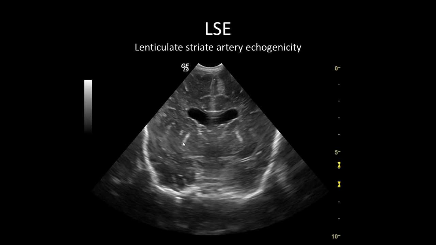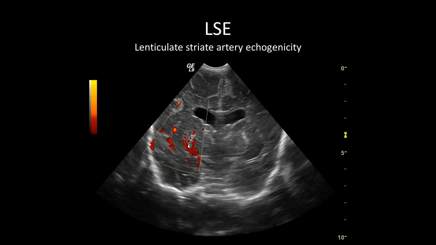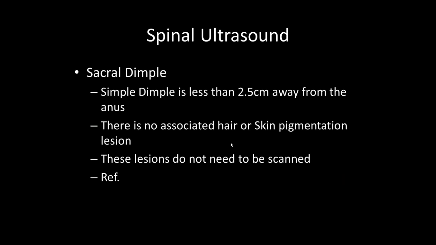In utero, when you see lenticular striate artery echogenicity, people are concerned that it's related to in utero infection and it's always checked for. But when it's seen postnatally in the day 30, day 60 scan, it is of less significance. You can confirm that this is an artery by putting on your pulse Doppler, and you can see that this is filled with low flow, low amplitude, low velocity flow, and you can confirm that this is lenticular striate artery echogenicity and that the flow is still occurring in those vessels. Okay, I think that's all about heads, and we'll go on to the spinal ultrasound.